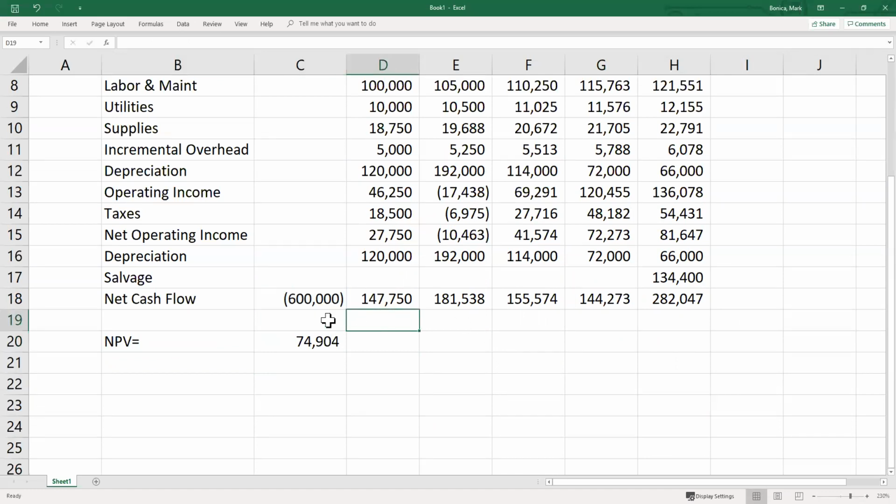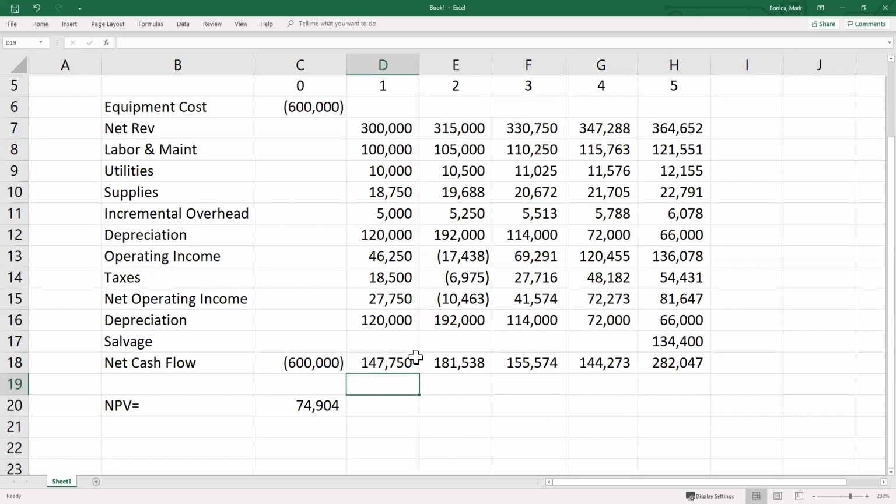Another way would be to do it kind of manually, where you could discount each of these. If you're using your calculator, you could use the cash flow register, right? And so you would plug in CF0 would be negative 600, and then C01 would be 147,750, C02 would be 181,538, and so on. And then you'd type in NPV, set I equal to 10%, and then you'd calculate NPV.